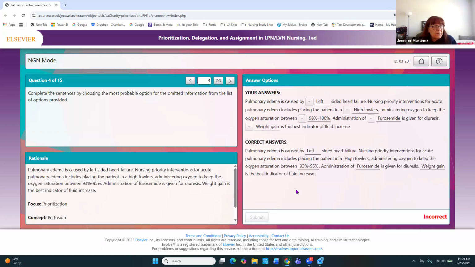All right. What did we miss? I think it was the oxygen percentage, because I was looking at that and I think it has to be greater than 90, but it will still start off at 93%, I believe. Yes. So pulmonary edema is caused by left-sided heart failure. Nursing priority interventions for acute pulmonary edema include placing the patient in high Fowler's, and administering oxygen to keep the SATs between 93 and 95. And then we give Lasix or furosemide for diuresis, and weight gain is the best indicator of fluid increase. So yes, 93 to 95%.